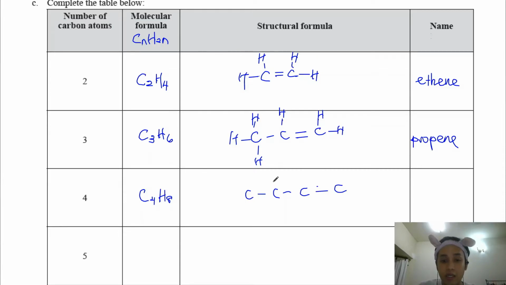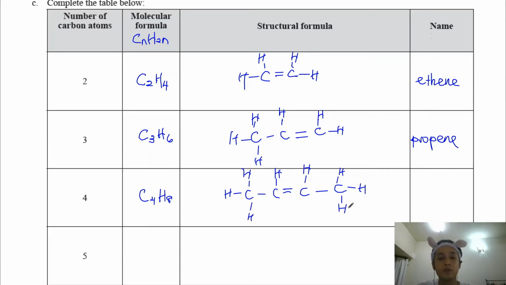So I can put it, for example, here. Once I put the double bond here, then I'm going to fill up the carbon bonds here. I'm just going to put all the carbon bonds here and then I'm going to fill in the hydrogens.